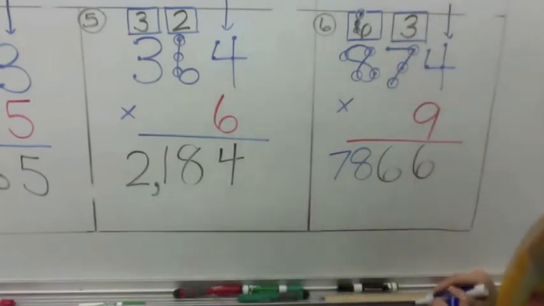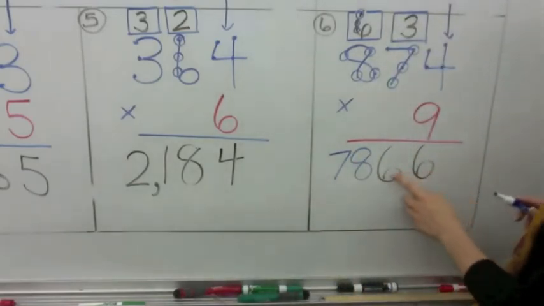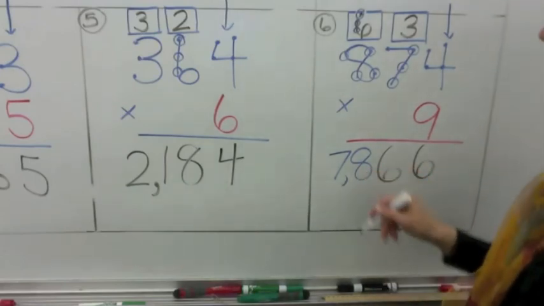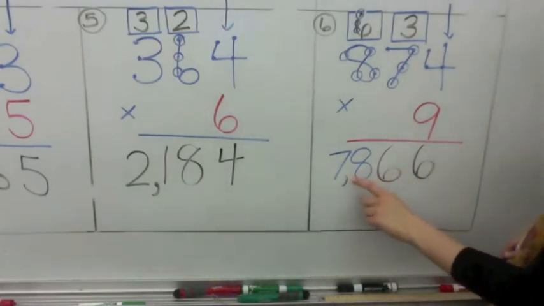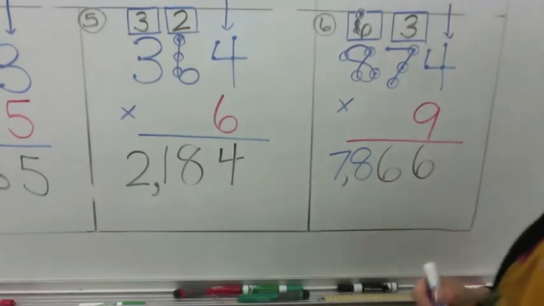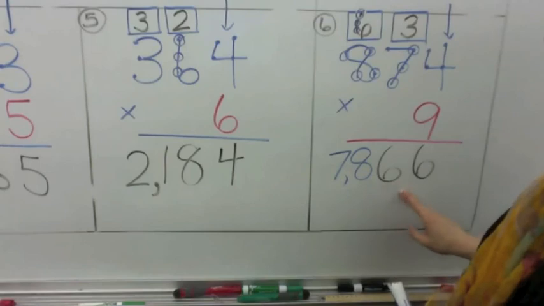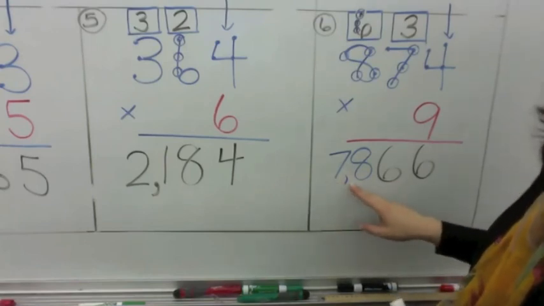78. And then we're going to put a comma. Say 1, 2, 3, comma. So you're going back 3 places, then putting a comma, because your answer is 7,866. What is it? 7,866.